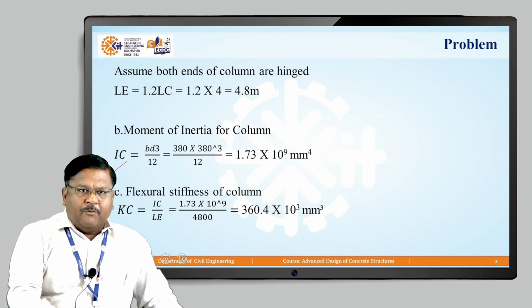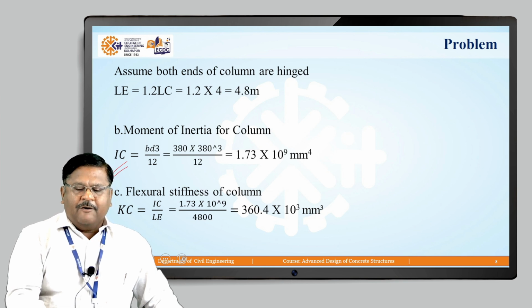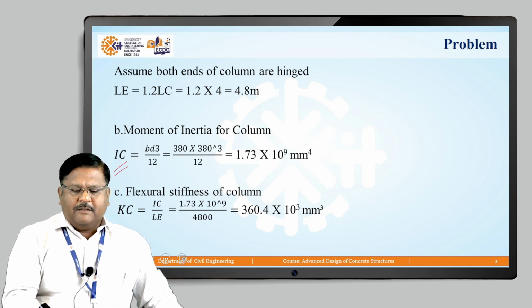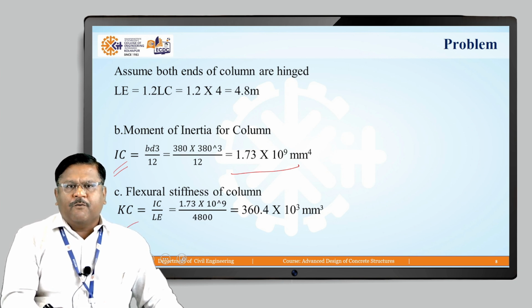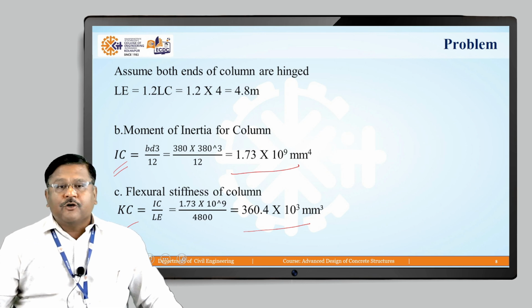IC, this is the moment of inertia. The value is 1.73 into 10 raised to 9, and Kc is nothing but the flexural stiffness of column, which is 360.4 into 10 raised to 3 mm cube.